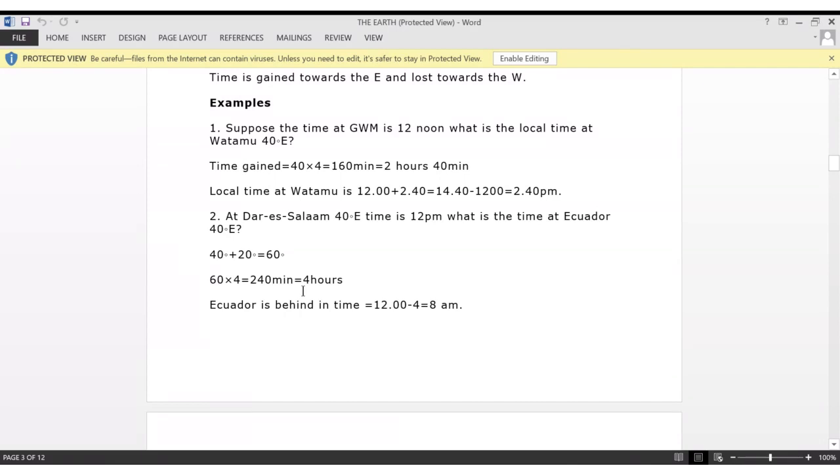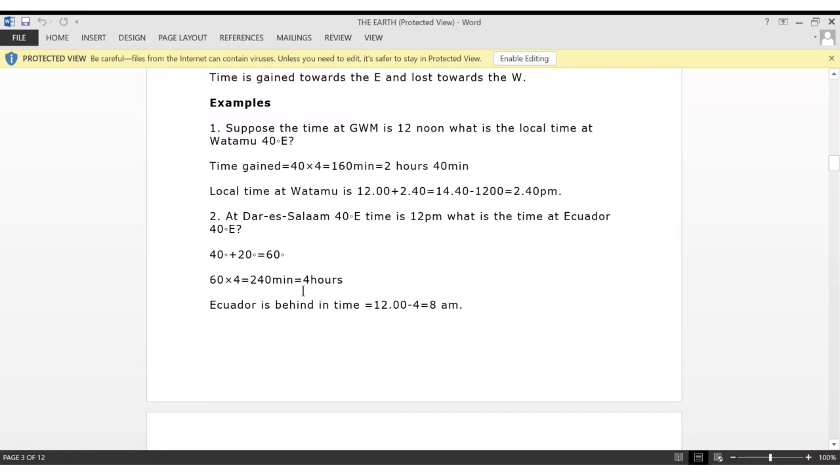So what about 40? You will do what we call cross multiplication, whereby you take 1 degree equals 4 minutes. What about 40 degrees? So it will be 40 times 4 over 1. That will be 160 minutes, which is equivalent to 2 hours 40 minutes.